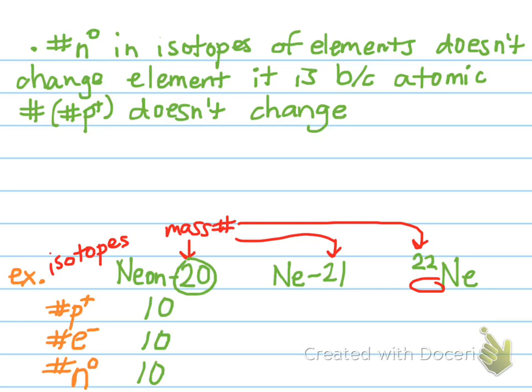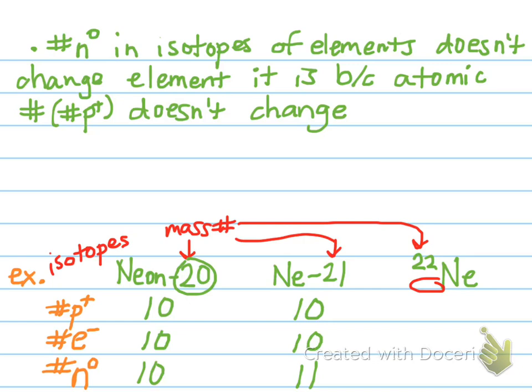So now if I take a look at neon 21, the isotope neon 21, I'm still going to have 10 protons because it's still neon and it still has an atomic number of 10. I'm still going to have 10 electrons because it's still a neutral atom, and so I still have to have an equal number of protons and electrons to one another. When I come to my neutrons this time though, my mass number is 21 and I'm subtracting 10, so I end up with 11 neutrons.